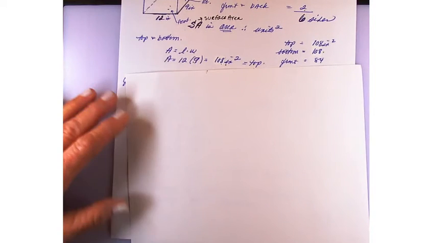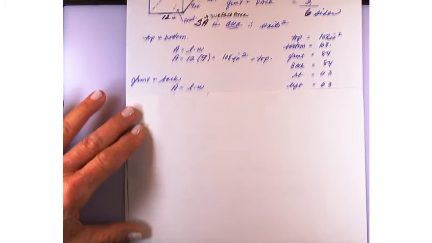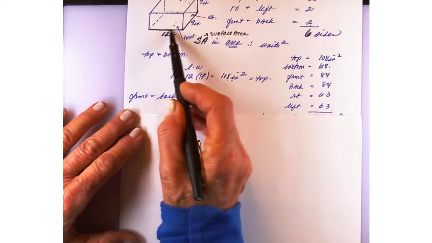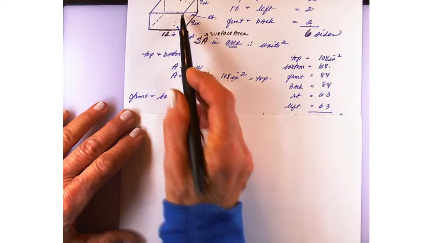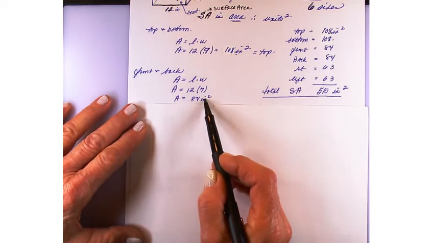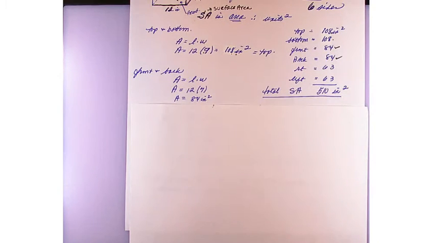Then I'm going to choose the front and the back. Write your formula down. Substitute in. The front is 12 times 7. Multiply, we get 84. So I have a front equal to 84, and I have a back equal to 84 as well.